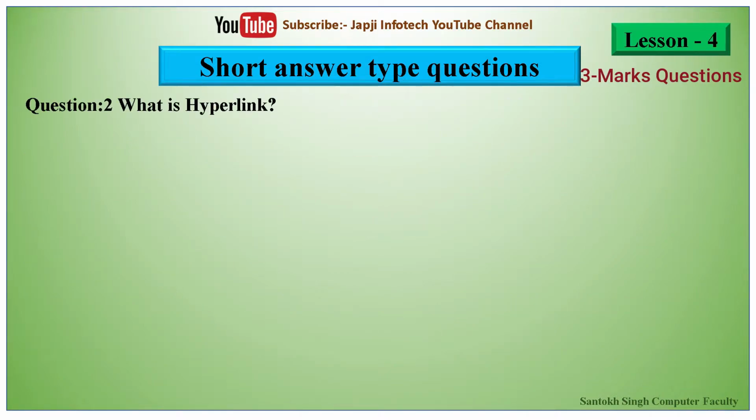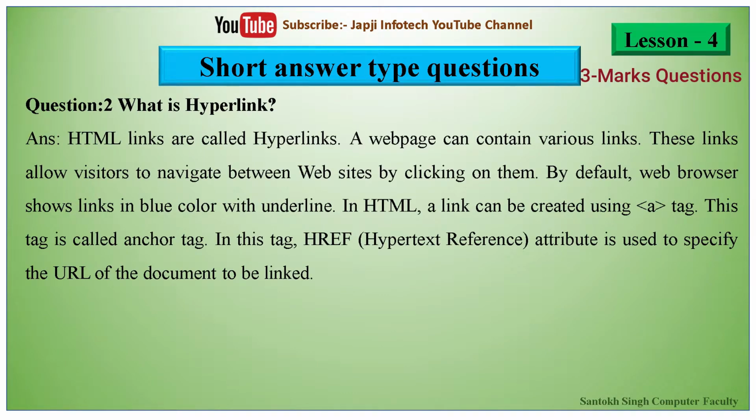And the second one is, what is hyperlink? So HTML links are also called hyperlink. A web page can contain various links. These links allow visitor to navigate between websites by clicking on them. By default, web browser shows link in blue color with underline.